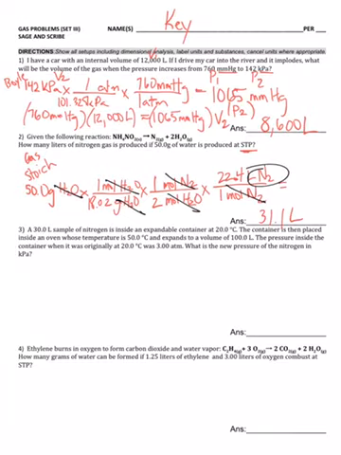Jumping down to the third problem, now we're looking at a sample of nitrogen inside an expandable container at, looks like, my T1. The container is then placed into an oven whose temperature is T2 and expands to a volume of, so here's my expanded volume of V2. The pressure inside the container when it was originally 20 degrees Celsius is my P1. What is the new pressure, P2, of the nitrogen in kPa?